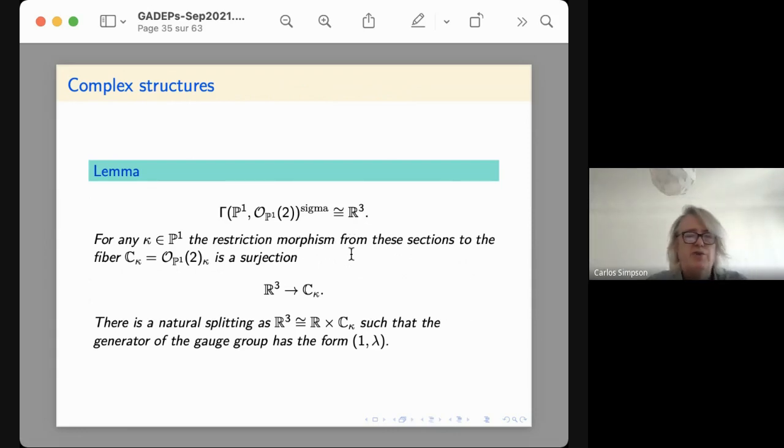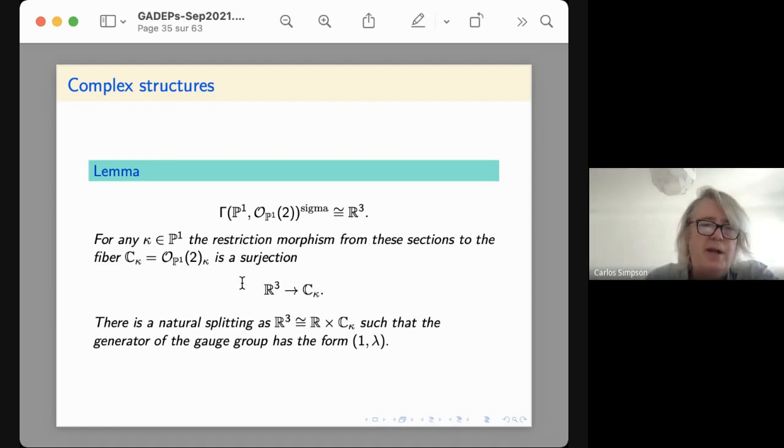Now, on the other hand, we can try to do the same thing that we were doing before, which is to restrict these guys to any one of the fibers, okay? But the fiber is a complex line bundle, because this is just a line bundle. So we have an R3 here that we're going to be restricting to a complex line bundle. So it's no longer going to give us a complex structure on R3. I mean, you can't have a complex structure on R3. But if you think about it a little bit, you can actually make a natural splitting of this by asking something about the action of the gauge group, for example.